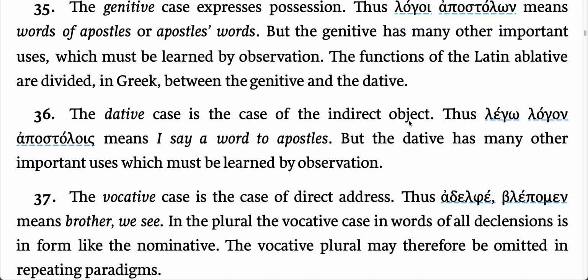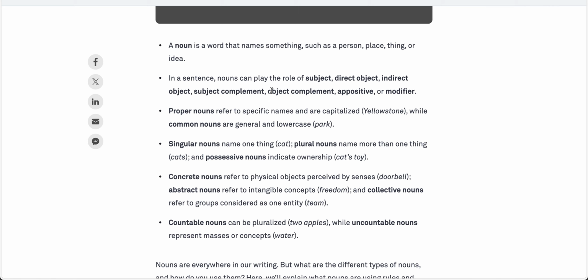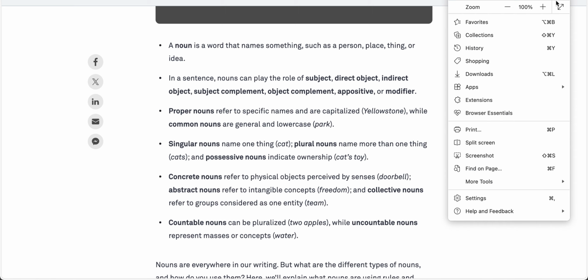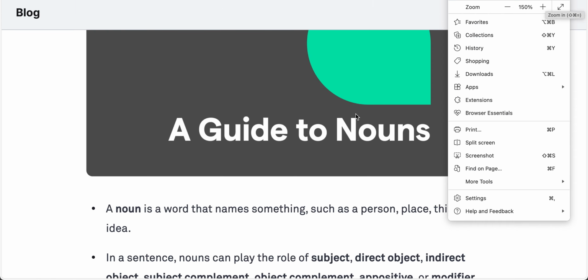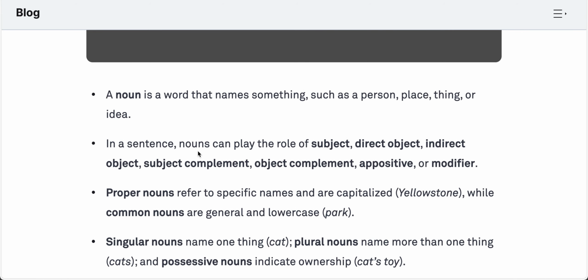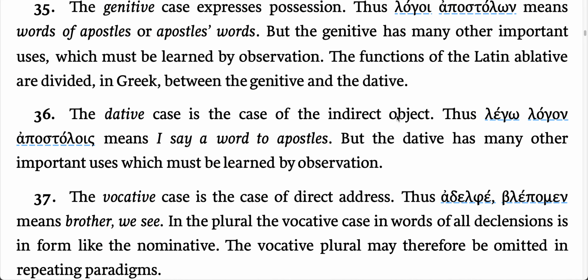Remember that when I talked to you about this article, it says, let me blow this up just a little bit for you here. It says nouns can play the role of subject, direct object, indirect object. They can function in different ways. That's what we're learning about. The way the Greeks differentiated between how a noun functions in a sentence is by giving it different letters, because those different letters represented a different function of that noun in that sentence.